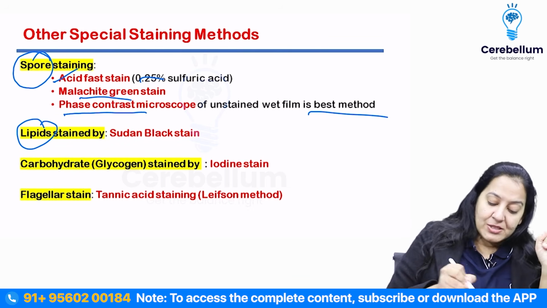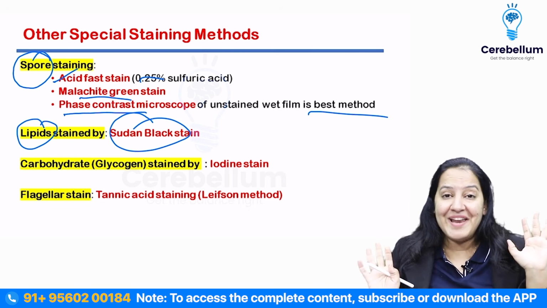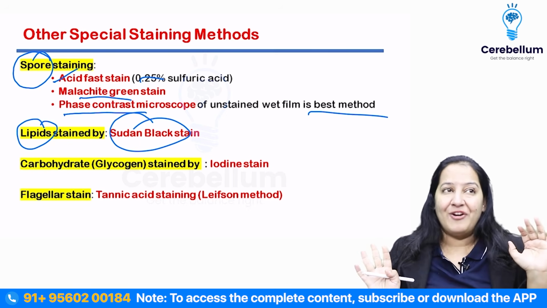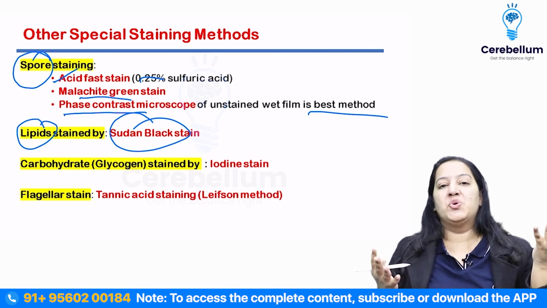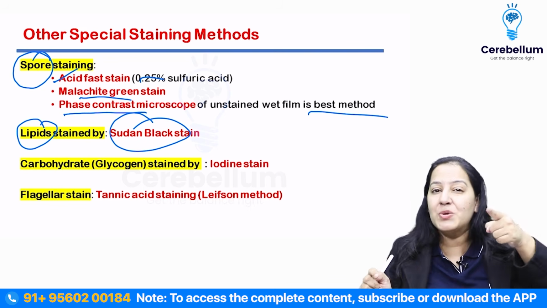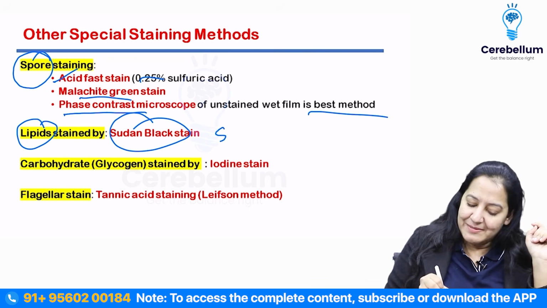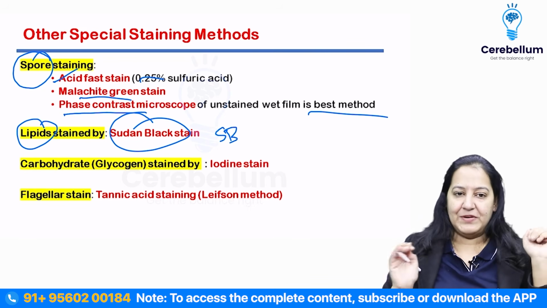Right. For lipids, we use Sudan black. It's a very important MCQ. I guess you may be knowing that. For lipid or for adipose tissue, for the fat lobules, we use Sudan black. There are many types of Sudan blacks available. They are used for the lipids.